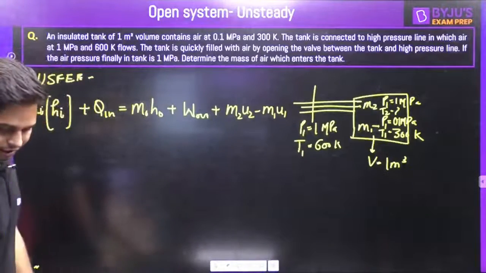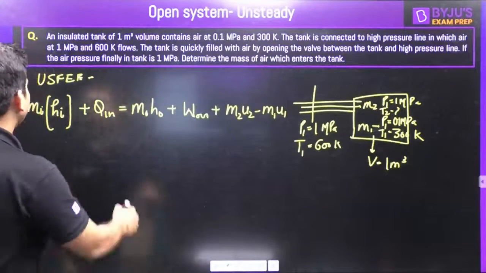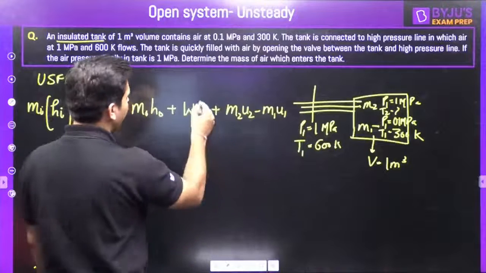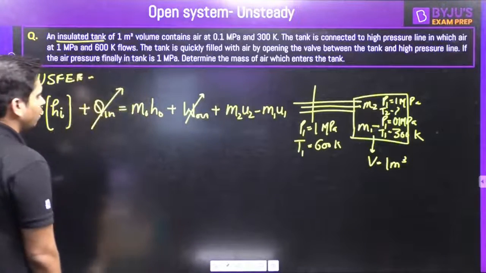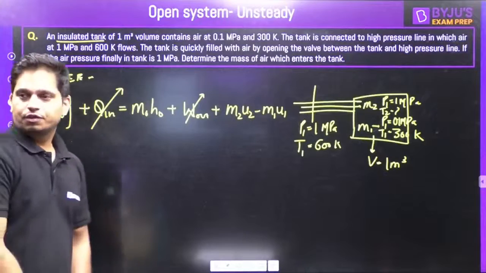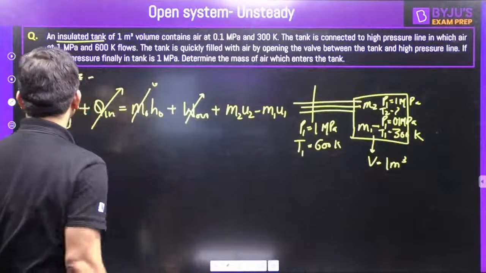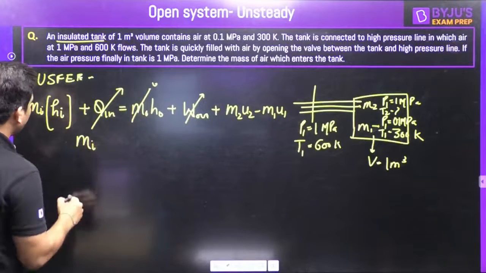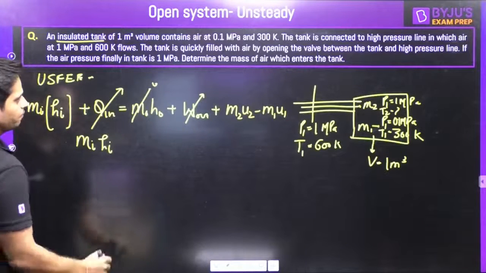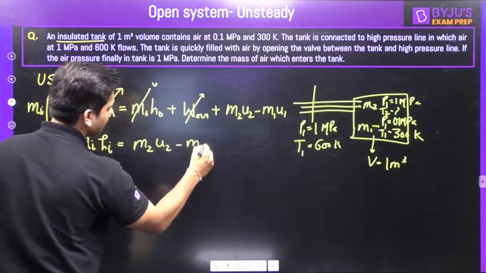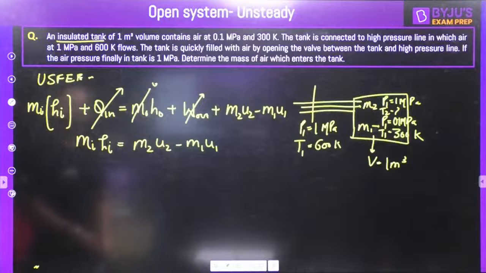Now tell me, this is an insulated tank. So no heat transfer is happening. It is simple filling of the tank, no work output is there. And no exhaust, no mass is going out, so this is also 0. Now Mi Hi is equal to M2 U2 minus M1 U1, right?